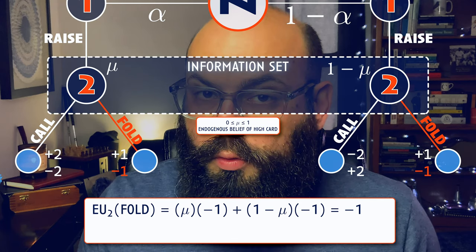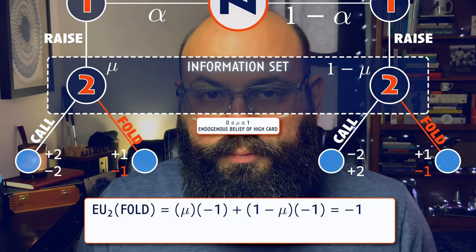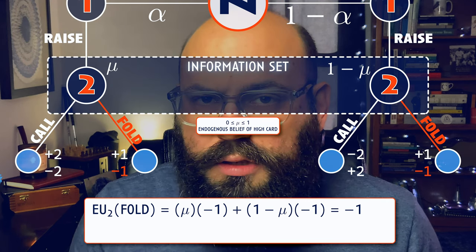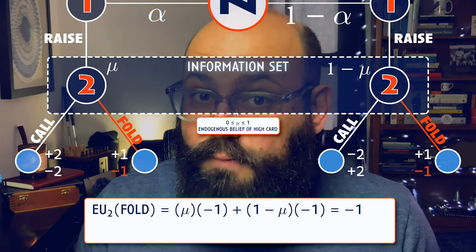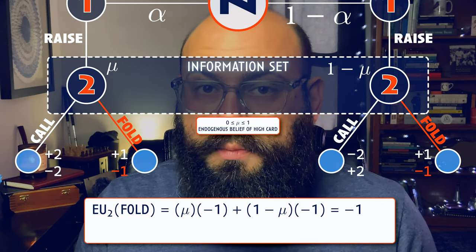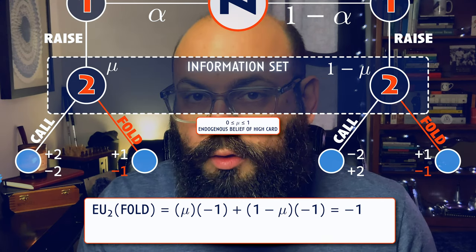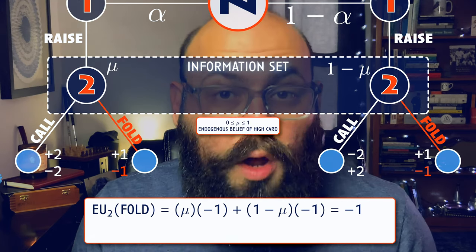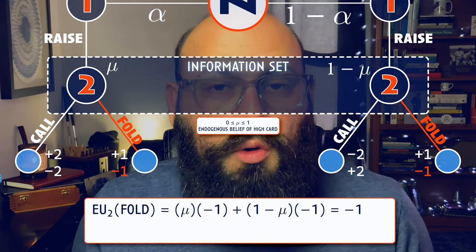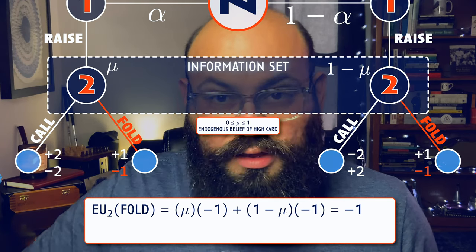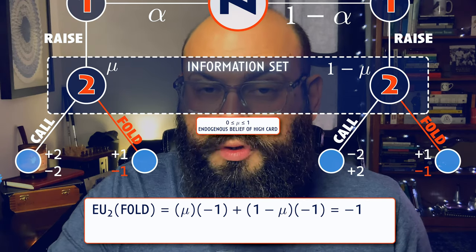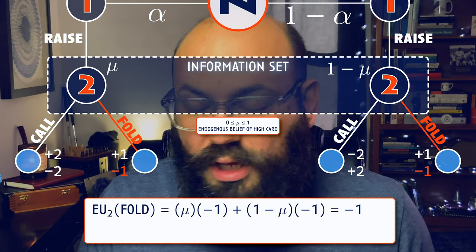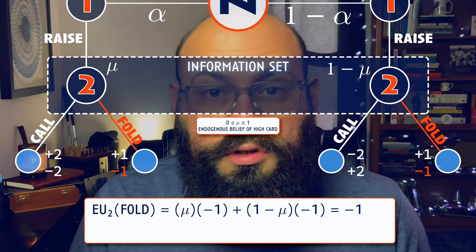well, with probability mu, you have the high card, and I get minus one happiness points. And with probability one minus mu, you have the low card, I folded still, I get minus one happiness points. So mu times minus one, plus one minus mu times minus one, that's just minus one. Right? There's no uncertainty. The whole point about folding is it's the certain thing. You can just lose a little bit for sure. So there's my lose a little bit for sure, my minus one.